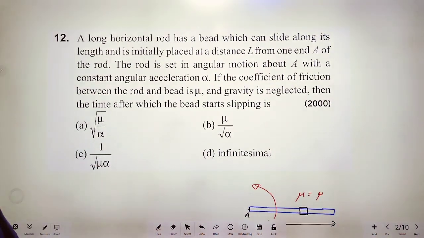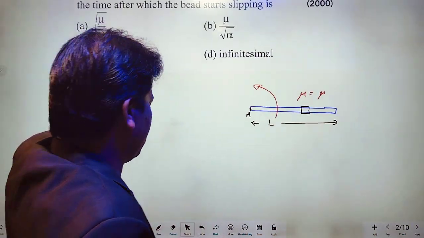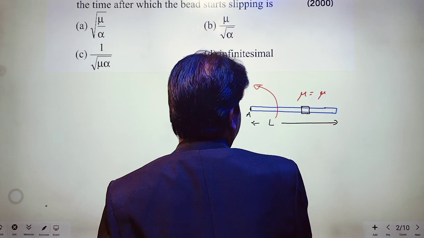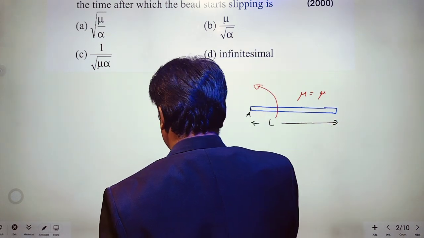Initially the bead is at a distance L from the end A. Means this bead is here.